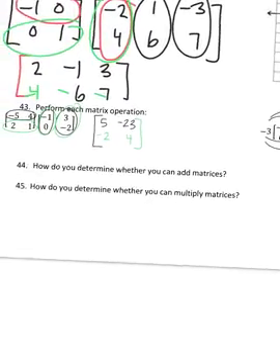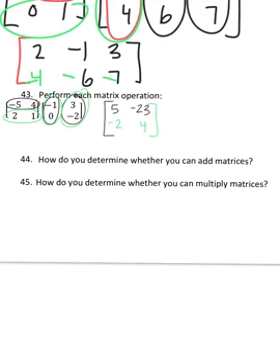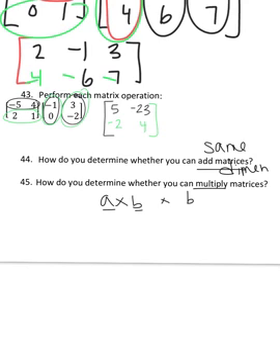And then how do you determine when you can add matrices? So you can add matrices that have the exact same dimensions. How do you determine if you can multiply matrices? You need to make sure that, if you're multiplying a matrix that's A by B, the other matrix has to be B by something else. These two inside dimensions have to be the same. And then the resultant is going to be the outside one. So this is going to have an A by C size matrix.